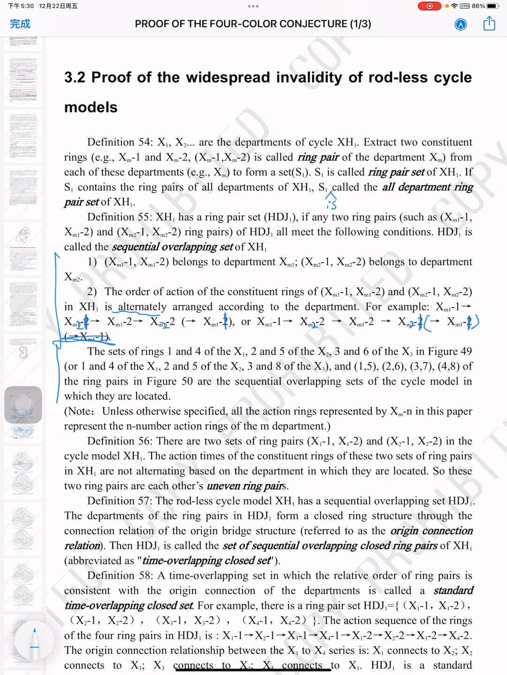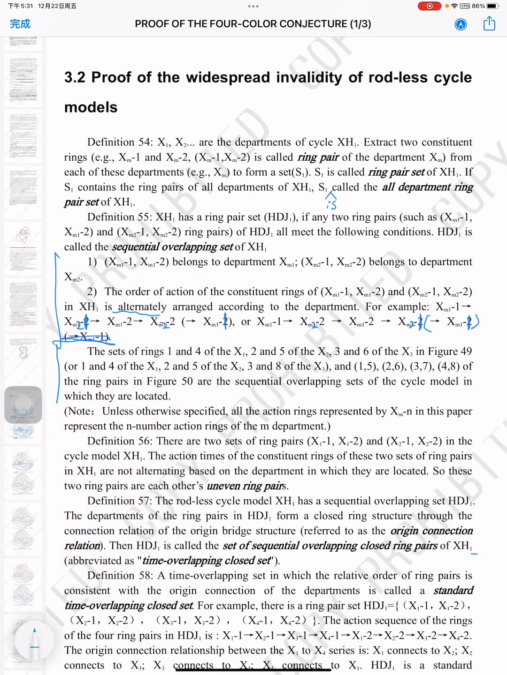Definition 56. There are two sets of ring pairs, x1-1, x1-2, and x2-1, x2-2 in the cycle model XH1. The action times of the constituent rings of these two sets of ring pairs in XH1 are not alternating based on the department in which they are located. So these two ring pairs are each other's uneven ring pairs. Definition 57. The roadless cycle model XH1 has a sequential overlapping set HDJ1. The departments of the ring pairs in HDJ1 form a closed ring structure through the connection relation of the origin bridge structure, referred to as the origin connection relation.